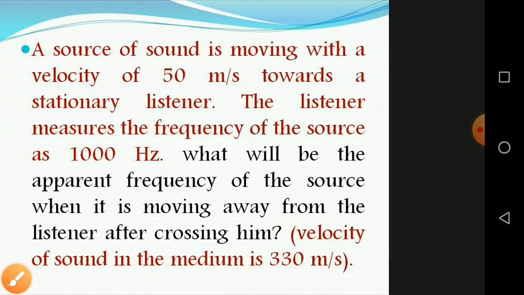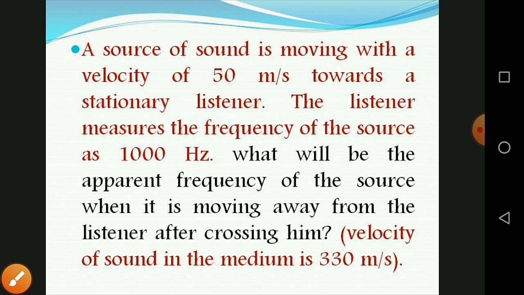The next one: when a source of sound is moving with a velocity of 50 meter per second towards a stationary listener, the listener measures the frequency of the source as 1000 hertz. So this is one question, and the next question: what will be the apparent frequency of the source when it is moving away from the listener after crossing him? Velocity of sound in the medium is 330 meter per second.